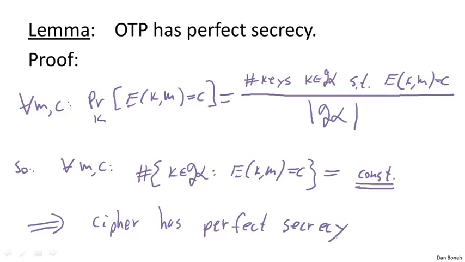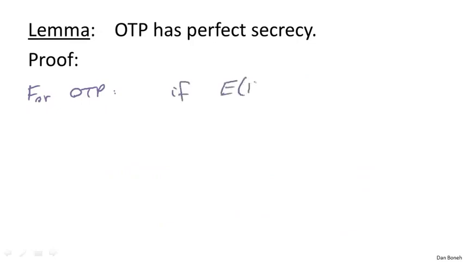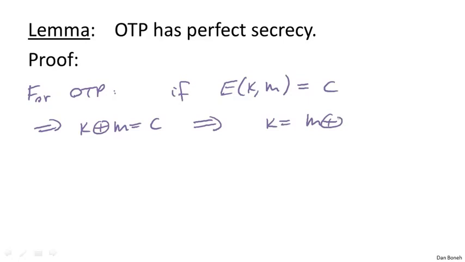Okay, so let's see what we can say about this quantity for the one-time pad. The question to you is, if I have a message and a ciphertext, how many one-time pad keys are there that map this message m to the ciphertext c? In other words, how many keys are there such that m XOR k is equal to c? I hope you've all answered 1, and let's see why that's the case. For the one-time pad, if the encryption of m under k is equal to c, then by definition k XOR m is equal to c. But that also simply says that k has to be equal to m XOR c. I just XOR both sides by m, and I get that k must equal m XOR c.